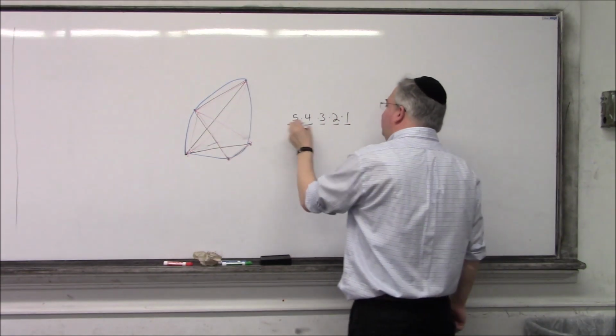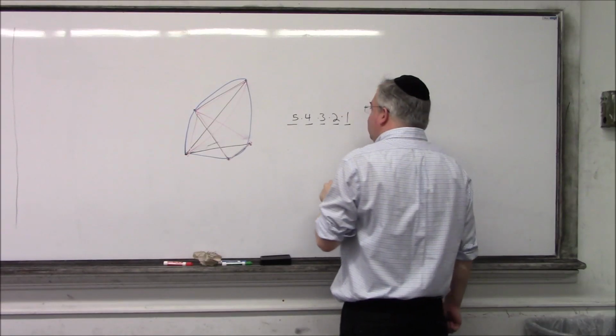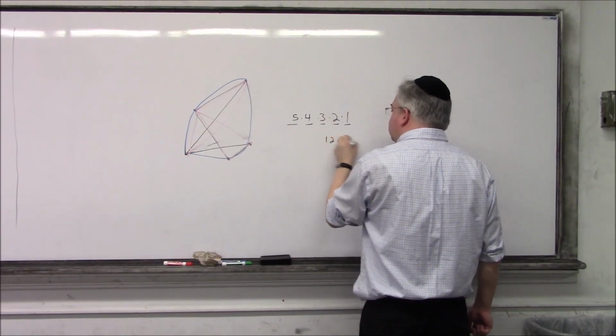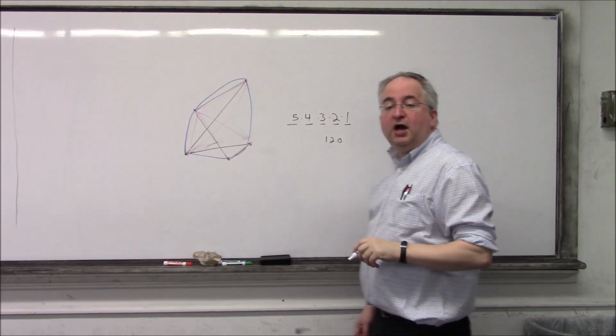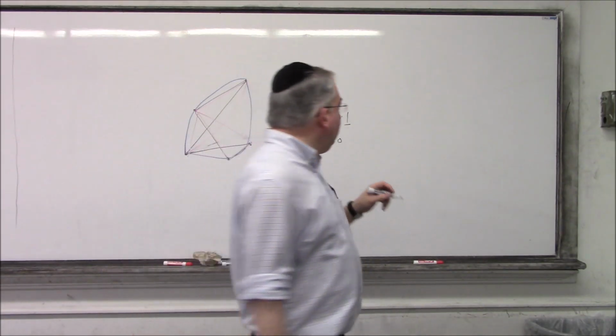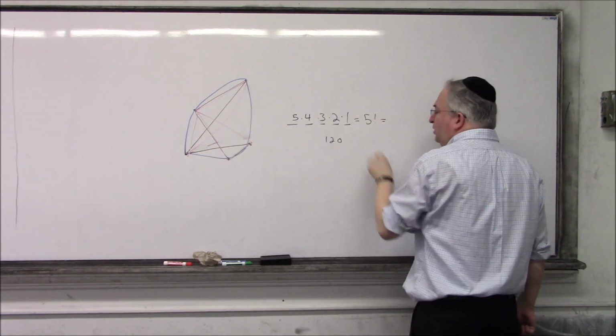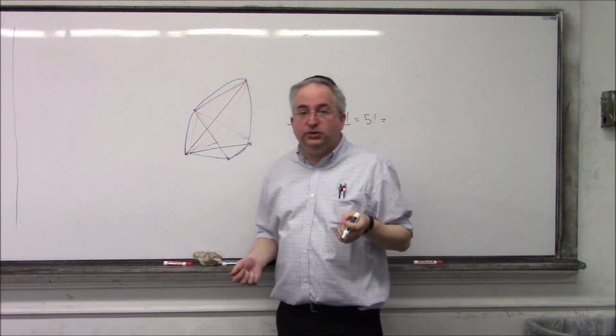And so that's 5 times 4 times 3 times 2 times 1. 5 times 4 is 20, times 3 is 60, times 2 is 120. I'm sorry, I have 5 cities that I want to visit. It would take 5 factorial, this is called 5 factorial, which is equal to 120 possible routes.